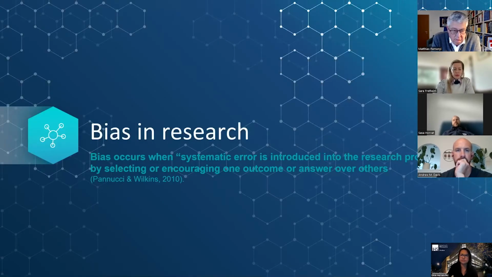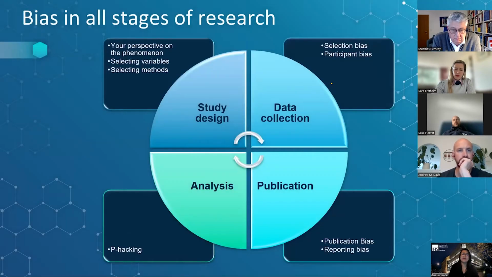So bias, as you maybe already know, occurs when systematic error is introduced into the research process by selecting or encouraging one outcome or answer over others. This is the way we can identify bias. And we can have bias in all stages of research. We can have it during study design, when we are collecting the data, when we are analyzing the data, and during manuscript preparation and then publication. So it's all over the place.